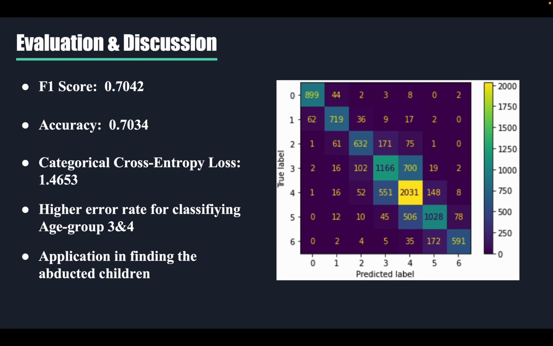For evaluation, we mainly use F1 score and accuracy to quantify the performance of the age group classifier we develop. Based on the method introduced in the previous slide, the latest model we developed can achieve an F1 score of 0.7042 and accuracy of 0.7034 with a categorical cross-entropy loss of around 1.5.